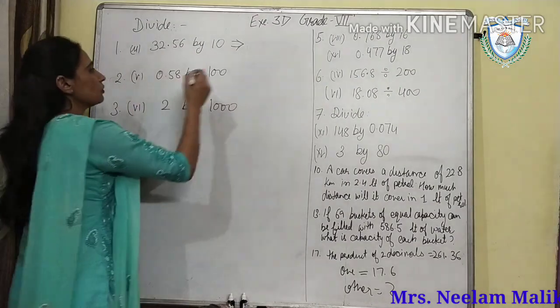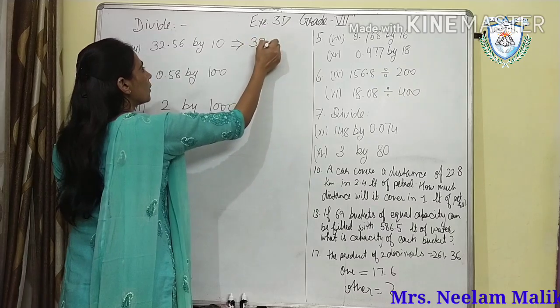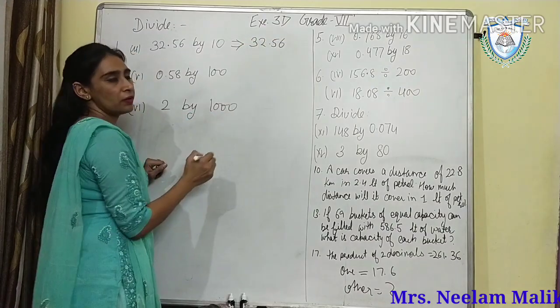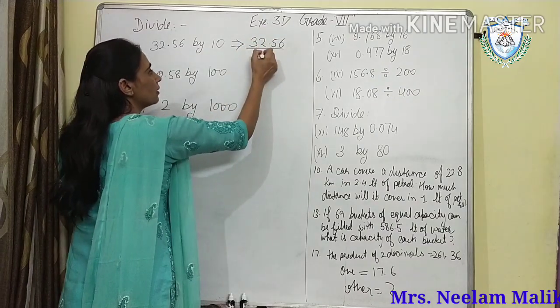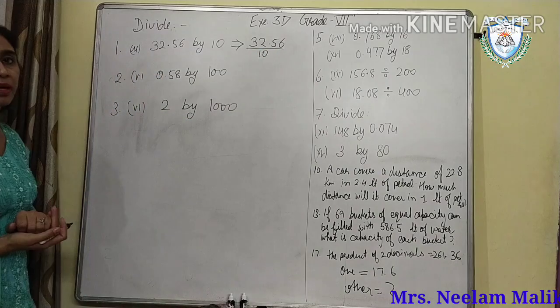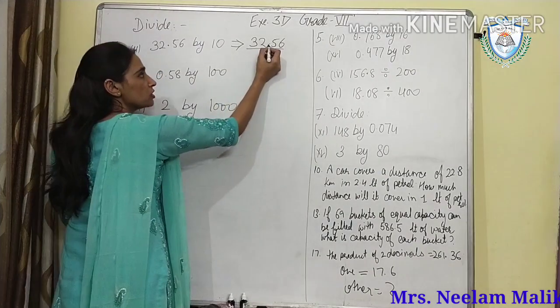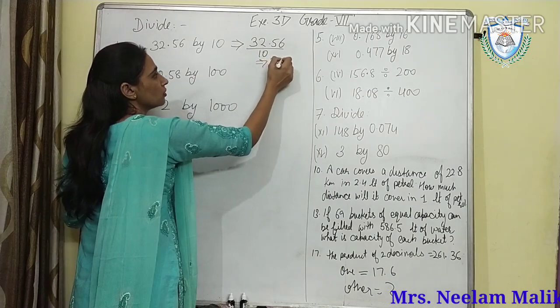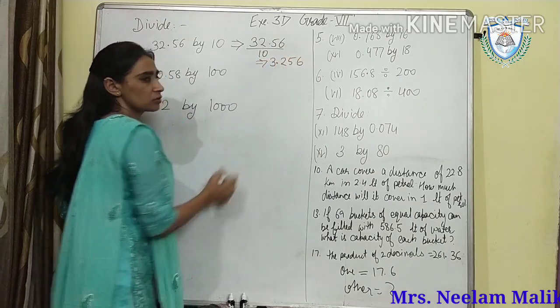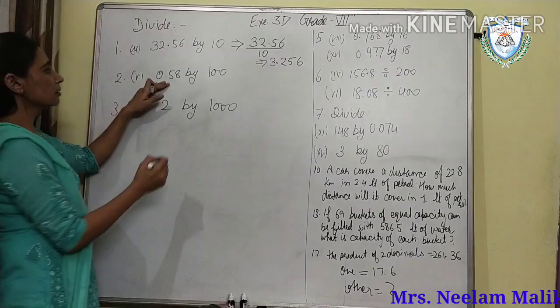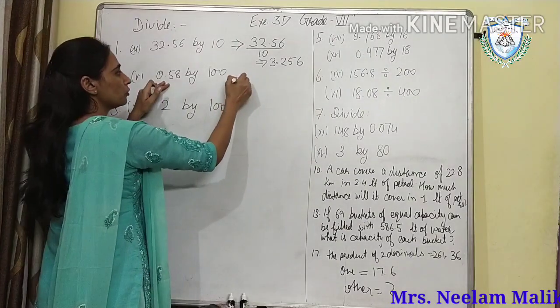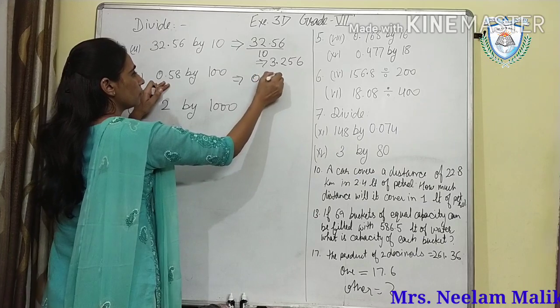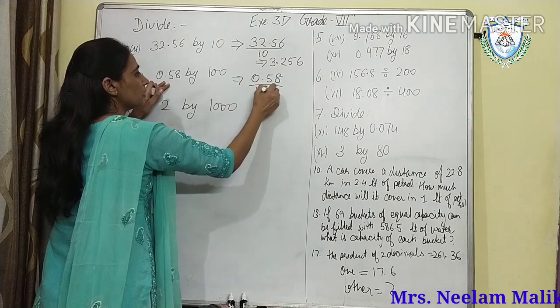So here what we have to do? 32.56, we have to divide this by 10. So this decimal point will shift to the left hand side. So what will be our answer? 3.256.